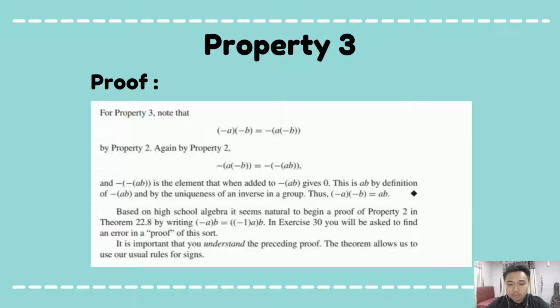Based on high school algebra, it seems natural to begin a proof of property 2 in theorem 22.8 by writing negative A times B equals negative 1 times A times B. In exercise 30, we will be asked to find an error in a proof of this sort. It is important that we understand the preceding proof. The theorem allows us to use our usual rules for signs.